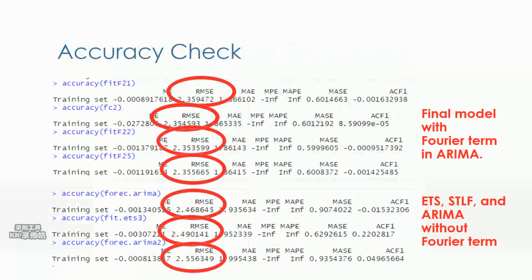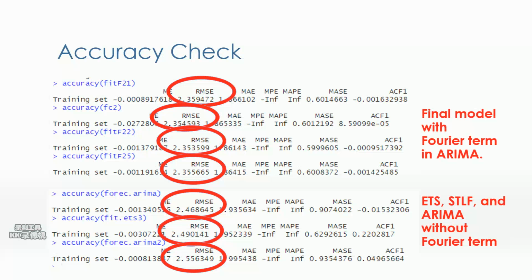After that, I checked the accuracy to see the RMSE. RMSE is the square root of the mean square error. It presents the variance size between the model's predicted value and the original value. It doesn't come with a unit, so we can use it to compare the prediction accuracy between different time series.